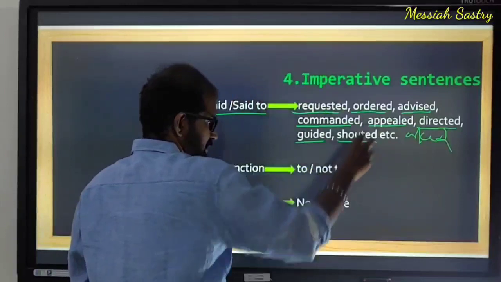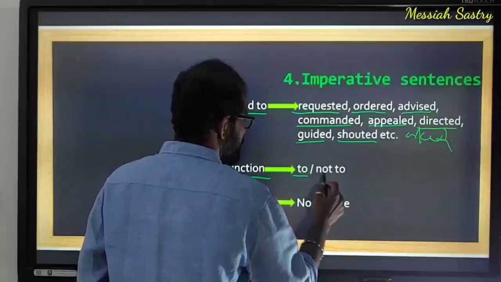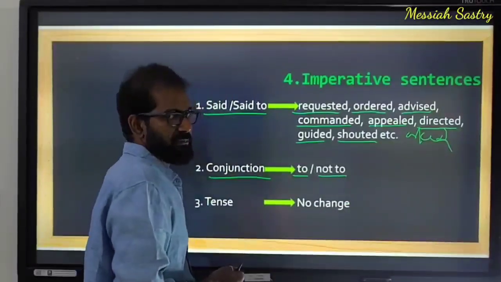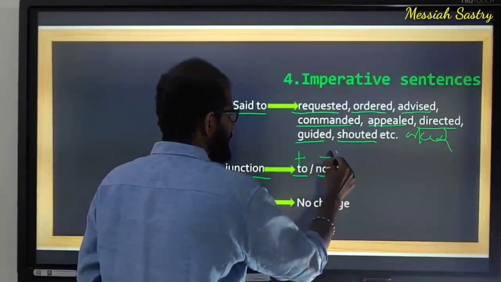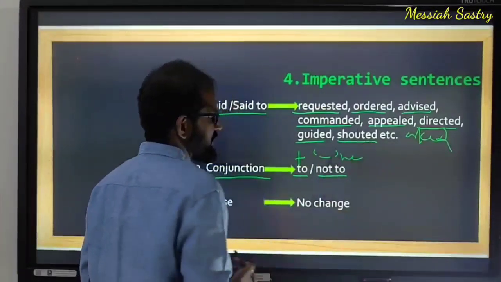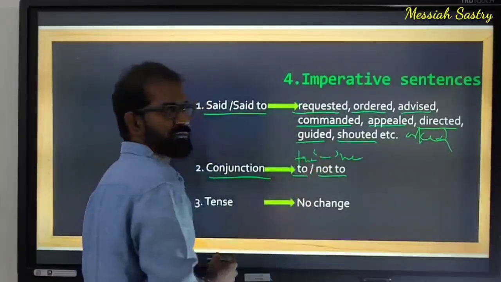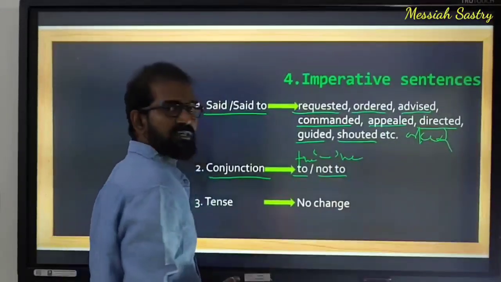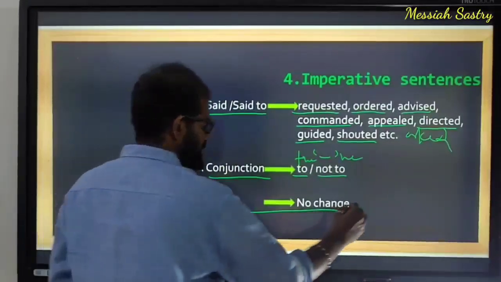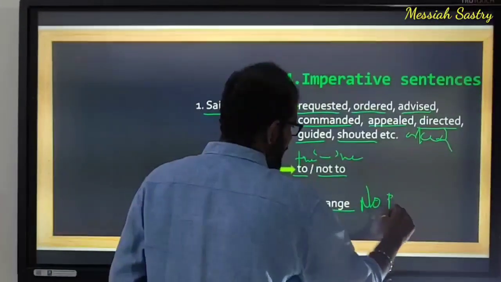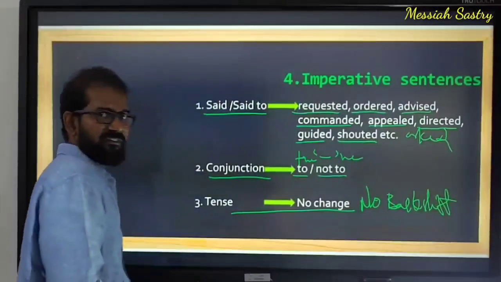We need to change the reporting verb. And for the conjunction, we use to and not to. If the given sentence is a positive sentence, then we use to. If it is a negative sentence, we use not to. And here, there is no back shift. We don't change the tense.